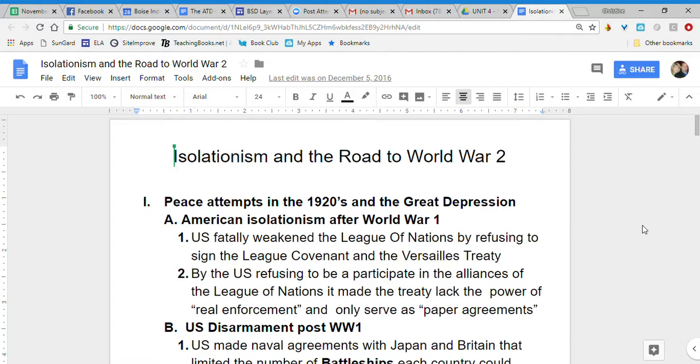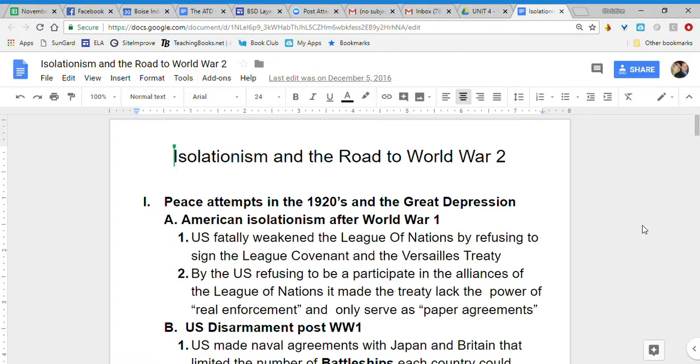Right away, right after World War I finished, the United States really killed or weakened the League of Nations. That was the predecessor to the United Nations. And the U.S. Senate refused to sign that treaty, basically because it was going to draw us back into potentially war in Europe or Asia. And so by us not signing that League of Nations treaty, you made the other countries have not as much power.